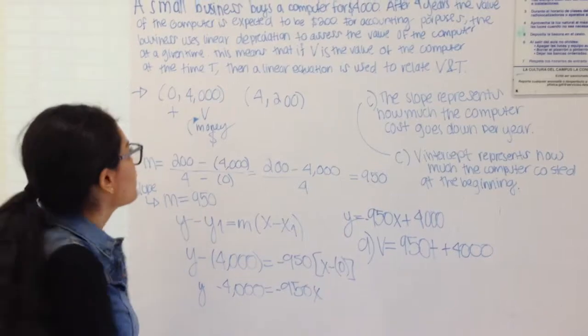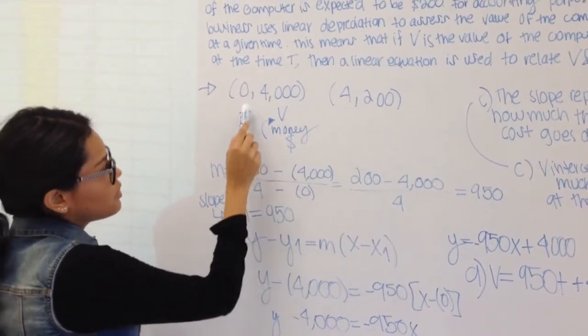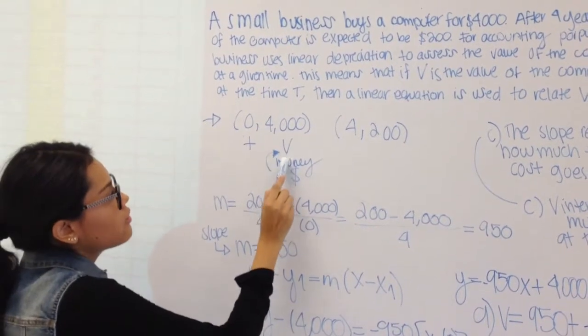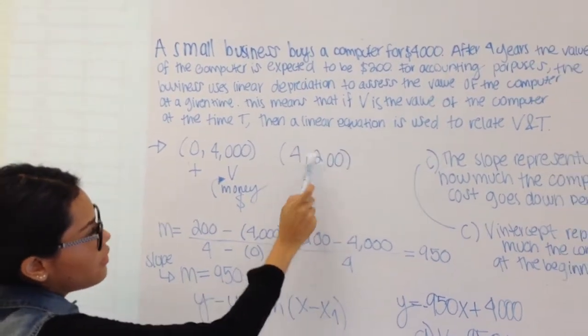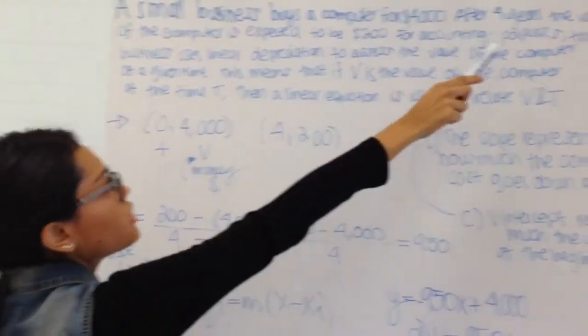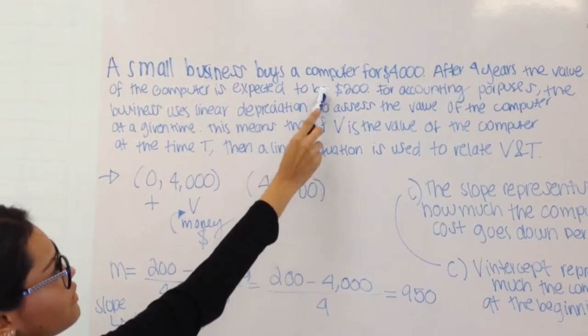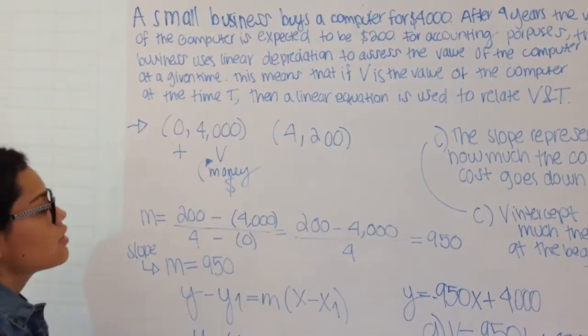So the first thing we have to do is state the values. In this case, we're going to be using t for time and B for money, that is the value. And then our other point is going to be 4 and 200, because after 4 years the value of the computer is 200. So this is the next point.